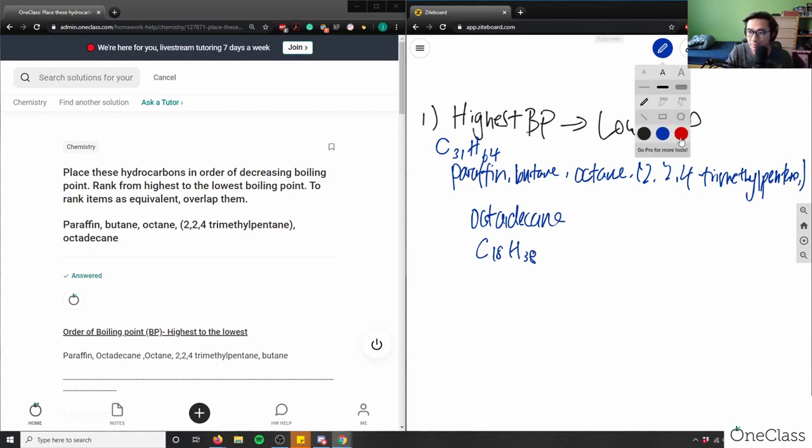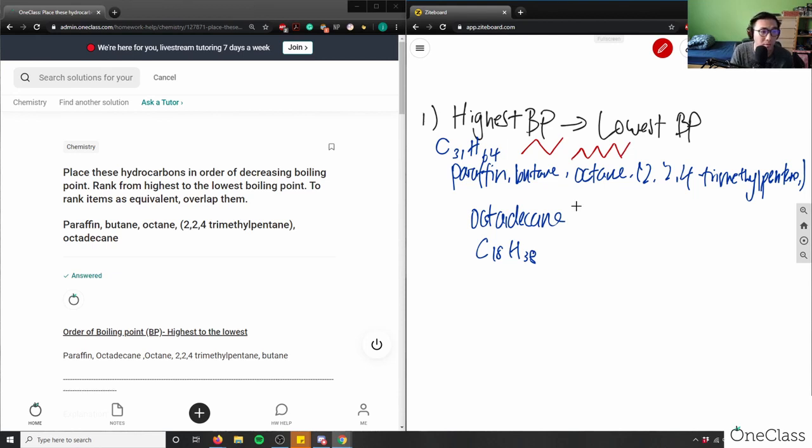So what we have here is these compounds, and we know butane, octane, and 2,2,4-trimethylpentane. So let's draw these out. Paraffin and octadecane I'm not going to draw because these are very big structures. But butane, this here is a line diagram for butane. Octane is simply just 8 carbons: 1, 2, 3, 4, 5, 6, 7, 8.